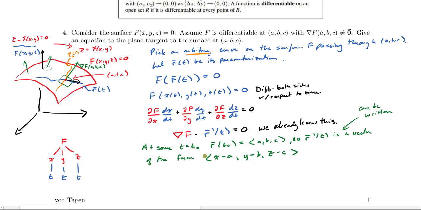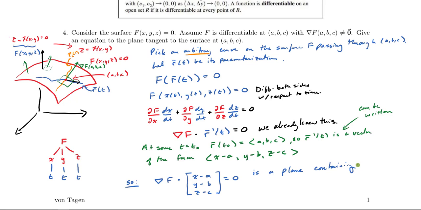But the other thing we already know about it is, since it's from r prime of t, it's going to be orthogonal to the gradient vector. So we're done. We have the gradient of f. When we dot it with this arbitrary tangent vector, x minus a, y minus b, z minus c, that has to come out to be 0, and remember that's how we defined a plane. That is, this is the plane containing any non-zero tangent vector to any smooth curve passing through it.